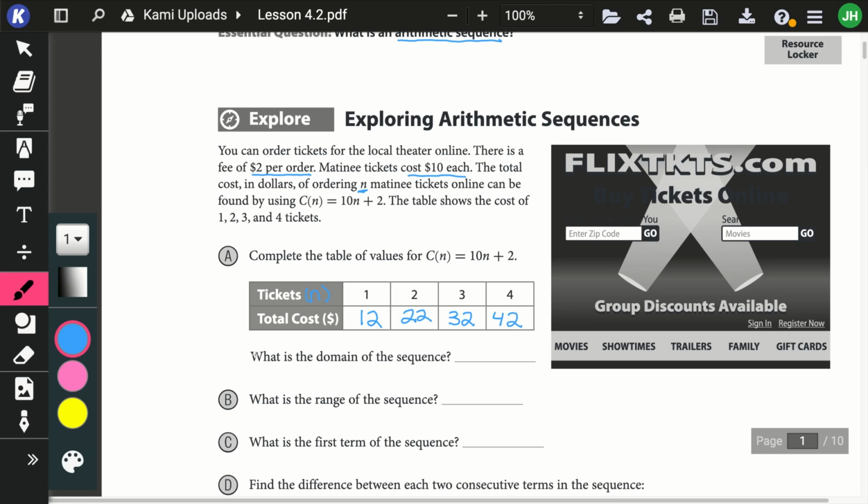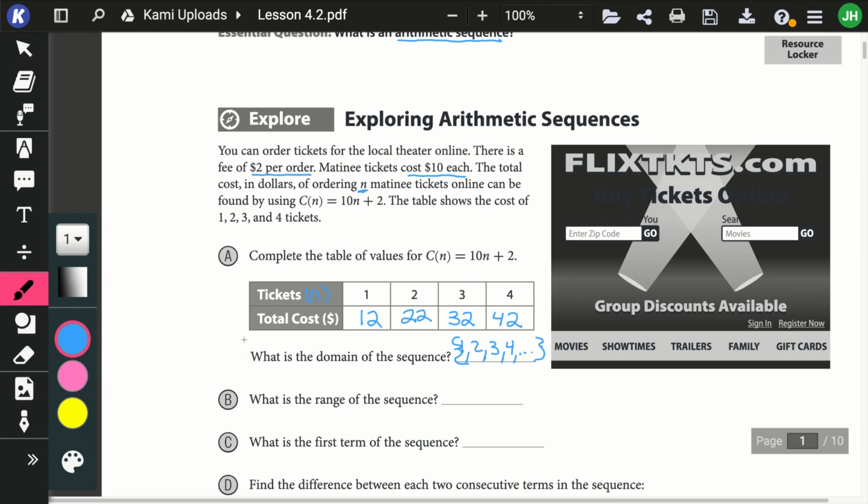So looking here, we want to know what is the domain of this sequence. The domain, right, that's like the X value, the N, is the number of tickets. So the domain of this is going to be 1, 2, 3, 4. In real life, this could be more, so we're going to go like that. That's the domain of this sequence.